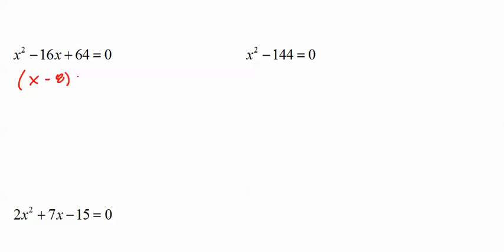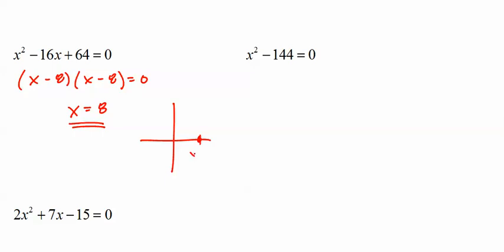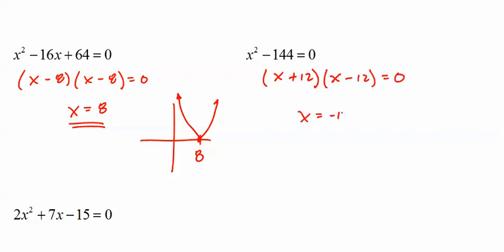(x - 8)(x - 8), x = 8. Now we did all this graphing before this, so hopefully you remember that at x = 8, it hits only once. That means the vertex must land on the x-axis. So hopefully you understand the parallel between what the graph looks like and what the factoring looks like. This is (x + 12)(x - 12), so x = -12, 12.